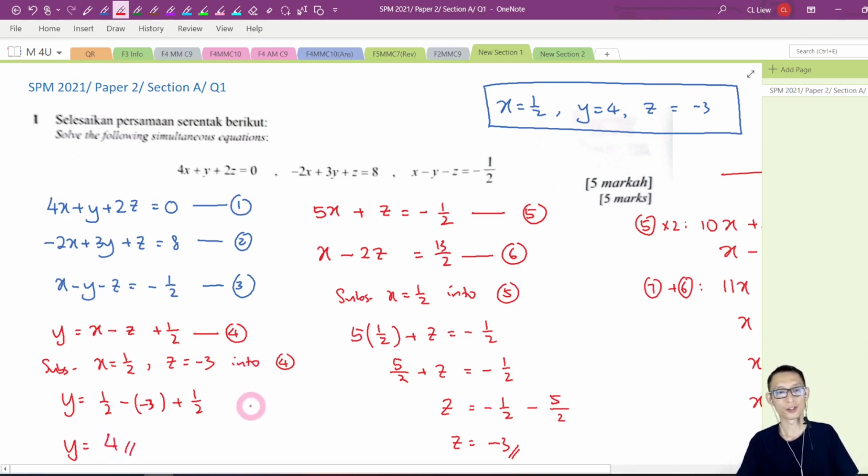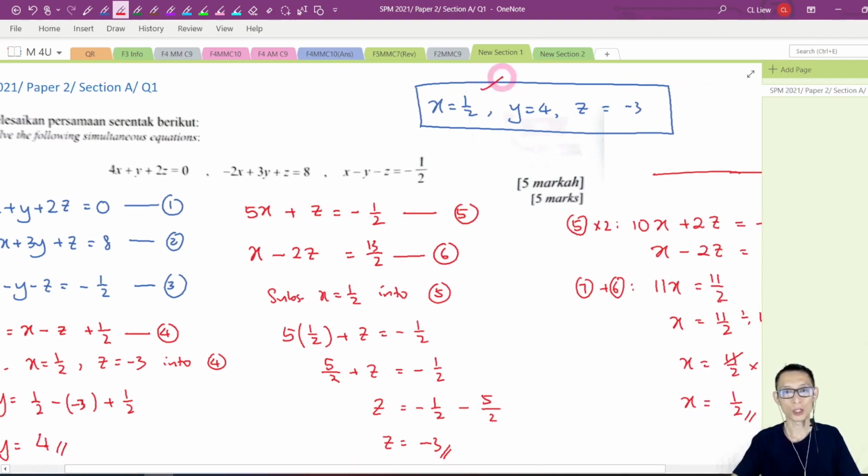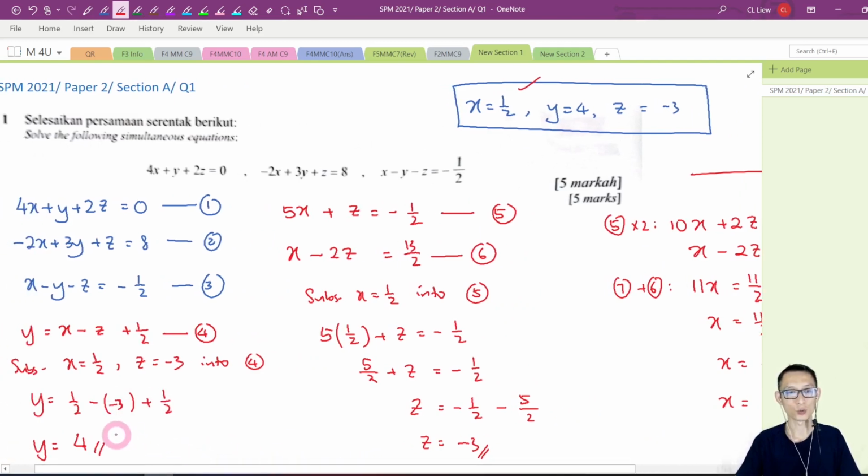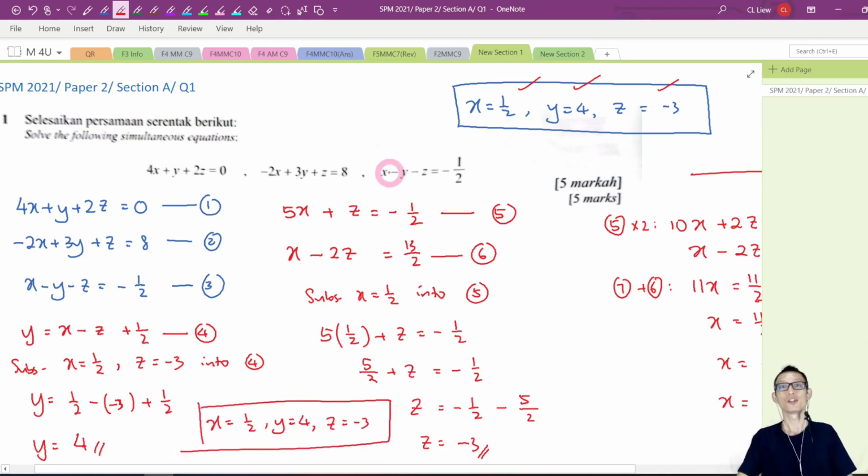Okay, are all our answers correct? Let me check. So x is equal to 1 over 2 and y is equal to 4, z is equal to negative 3. So I will encourage you to write again the answer, so easier for a teacher to mark. X is equal to 1 over 2, y is equal to 4, and z is equal to negative 3. Okay, so this is a way how do we solve this type of question.